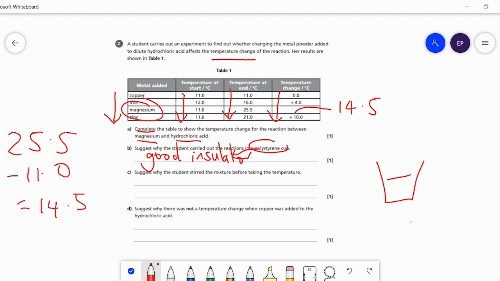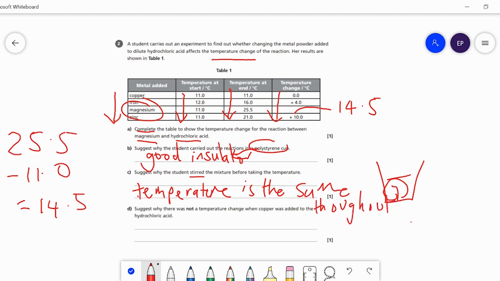C. Suggest why the student stirred the mixture before taking the temperature. Stirring the mixture means that the temperature throughout is going to be the same. We wouldn't want to have put the thermometer in a particular corner that just happened to be a lot warmer than the rest. So stirring the mixture allows us to ensure that the temperature is the same throughout our reaction mixture.